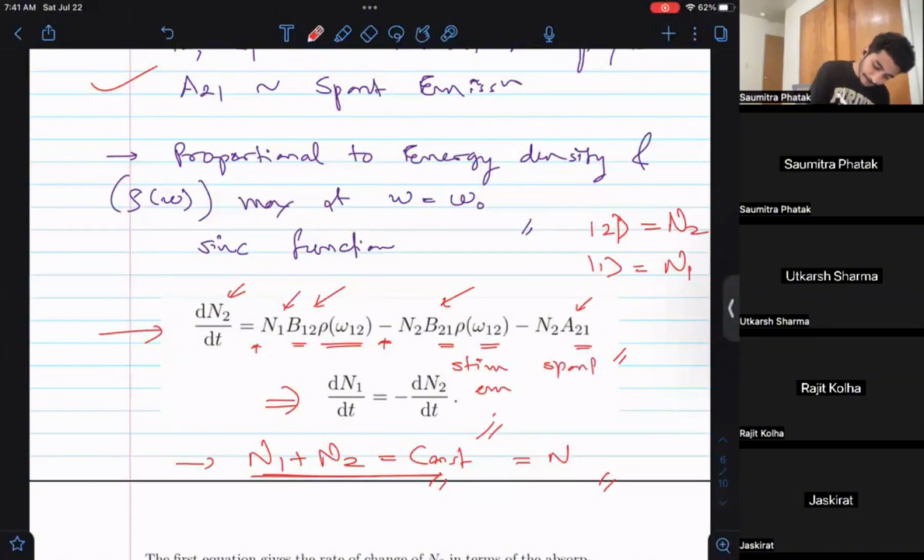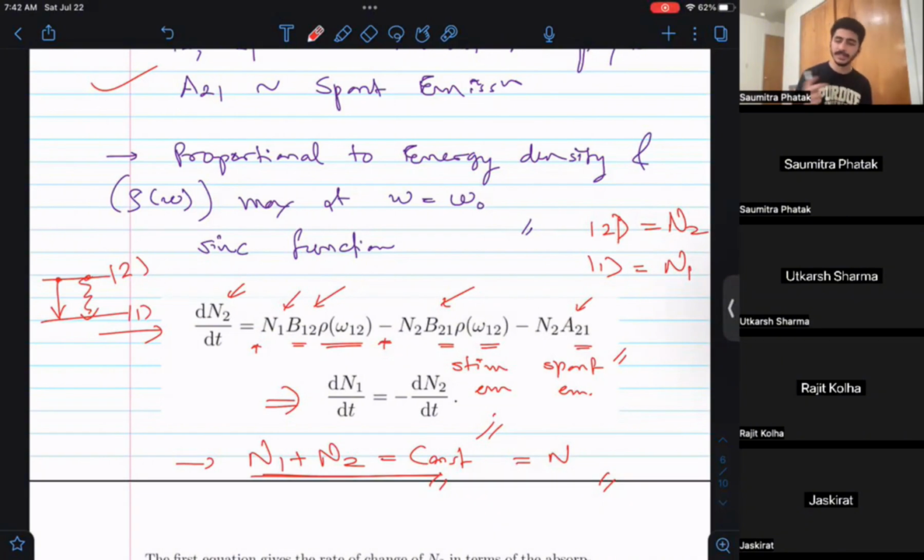This is spontaneous emission. And both emission processes actually decrease the population of the second excited state. So there are two ways the electron can come down from the second level to the first level, either by stimulated emission or by spontaneous emission. So that's why these two processes have a negative sign here.